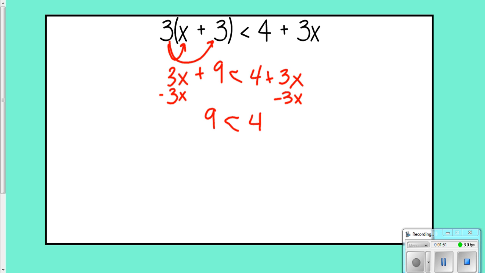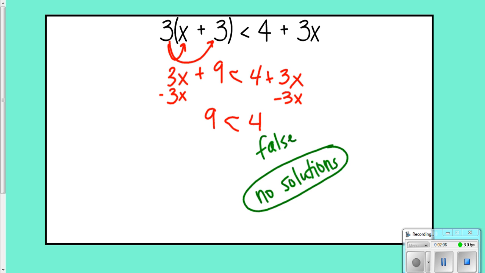Okay, well, again, is 9 less than 4? Is that a true statement? Well, no, that is a false statement. 9 isn't less than 4. It's more than 4, right? So because it's false, our answer is no solutions. Okay, and remember, this only occurs when your variables disappear from both sides.